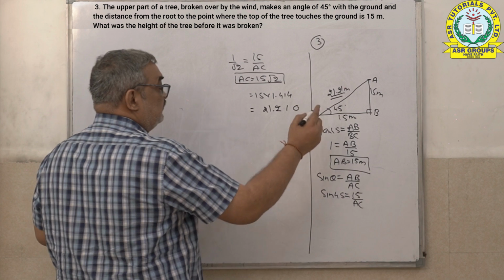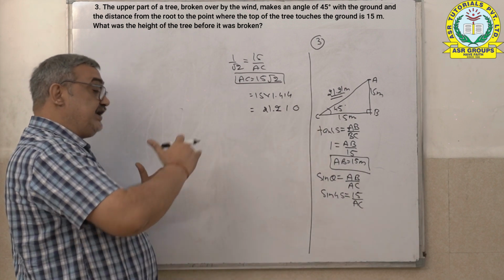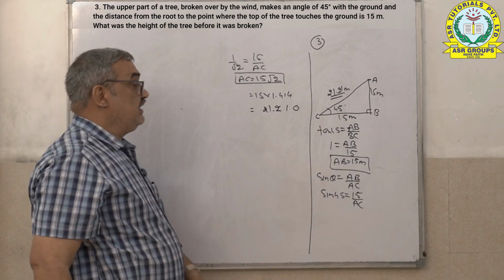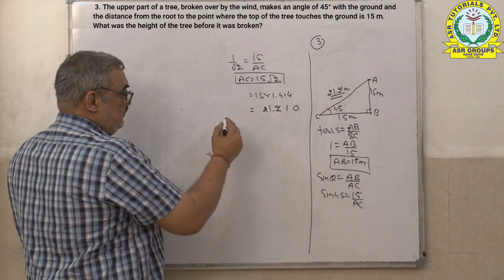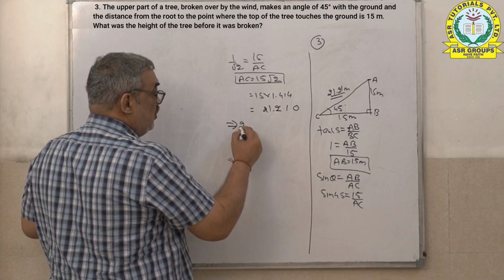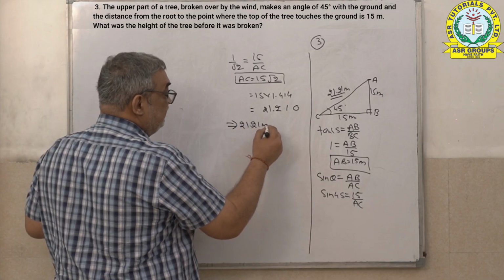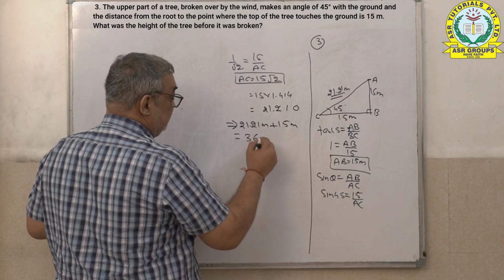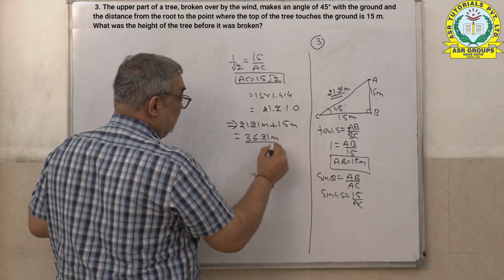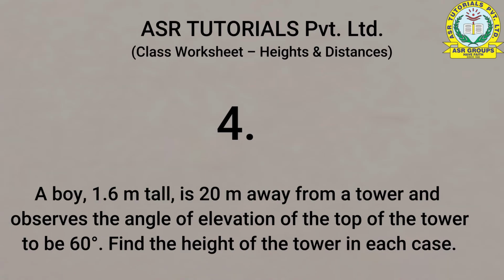Now, I want to find the height of the unbroken tree. That means AB plus AC. So the total height was 21.21 meters plus 15, that is 36.21 meters.